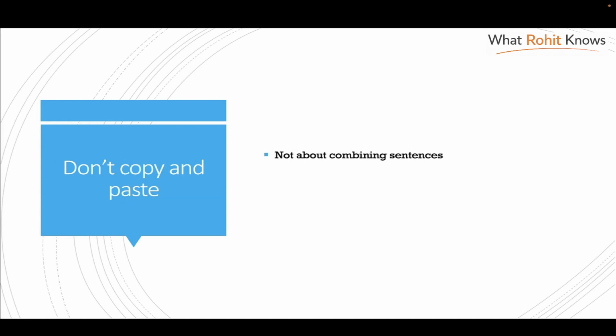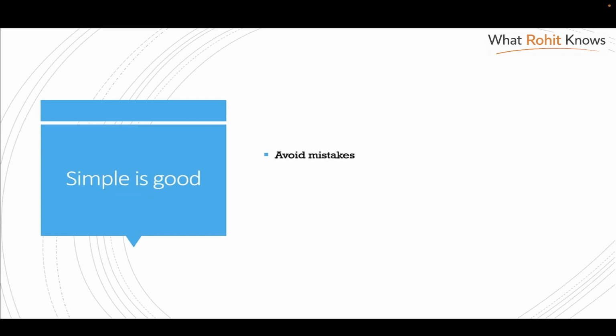This exercise, summary writing, is not about combining sentences. You can rephrase the sentences, but only focus on what's important. And the best approach is to write the key point in a simple manner, in your own way. Simple is good. It helps you to avoid mistakes. Also, if you try to make it too complex, then you will end up making some kind of an error.